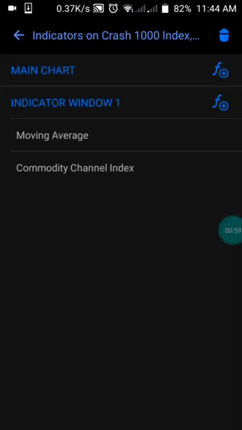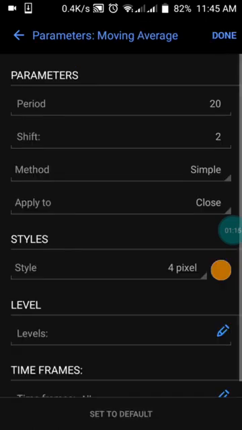On our main chart, we don't have anything. What you just need on your main chart is to use your arrow signal to indicate when to enter your trade, and that is very important. On your indicator window, you will have your moving average. You are going to have it with a period of 20, a shift of 2, and the method set to simple. Let your apply to be apply to close.